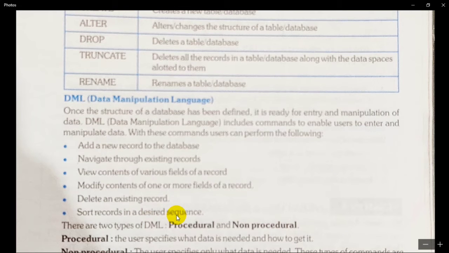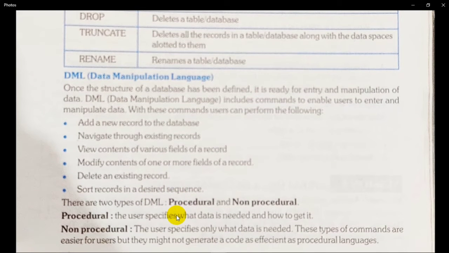So basically, these are the key concerns which we handle in this data manipulation language. There are two types of data manipulation language. First one is procedural and second one is non-procedural. Procedural means the user specifies what data is needed and how to get it.